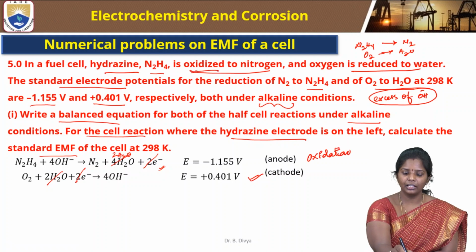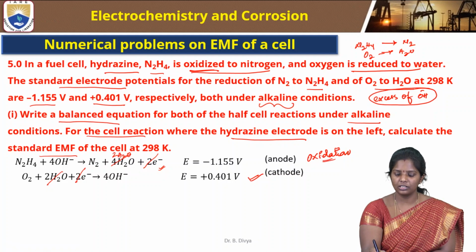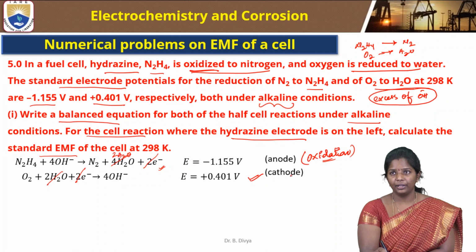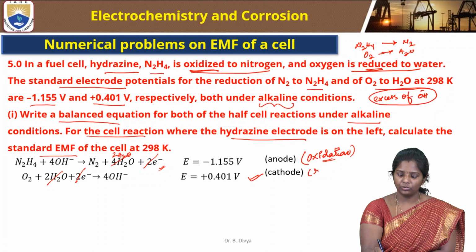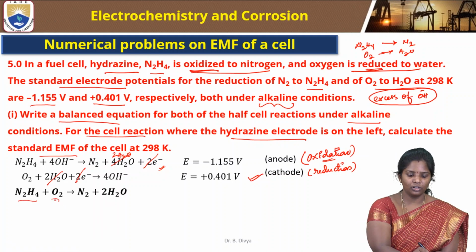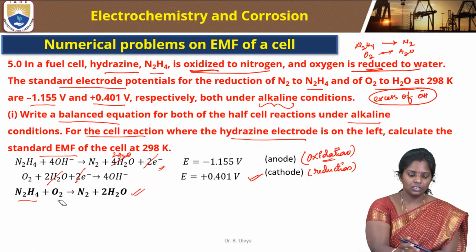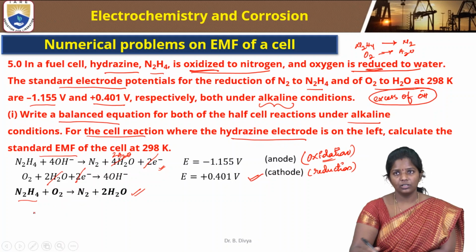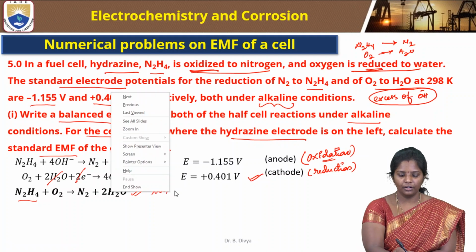Oxidation is given very clearly here. The hydrazine is oxidized to nitrogen. It means the oxidation is taking place and this forms the anode. Here, reduction is taking place and this forms the cathode. So the net cell reaction is hydrazine plus oxygen giving rise to nitrogen and water. Oxygen is reduced to water, and hydrazine is oxidized to nitrogen. This is the net reaction.